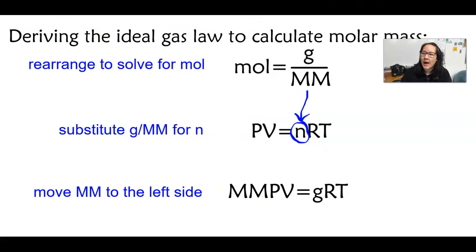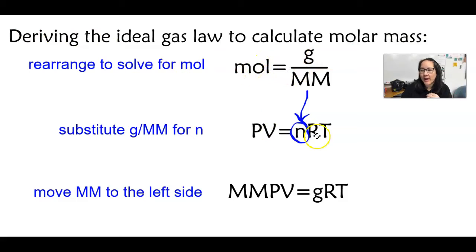Now, to derive this, we can combine our ideal gas law equation and the equation that we just saw on the previous slide. If I rearrange it, moles is equal to grams divided by molar mass from the periodic table. And I can insert this, grams over molar mass, in place of n, and that's going to give me PV equals G over MM times RT. Then I can move the MM to the left side by multiplying both sides by molar mass, and then I get this: molar mass times pressure times volume is equal to grams times R times T.